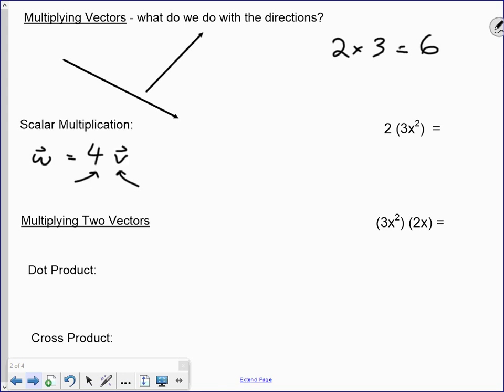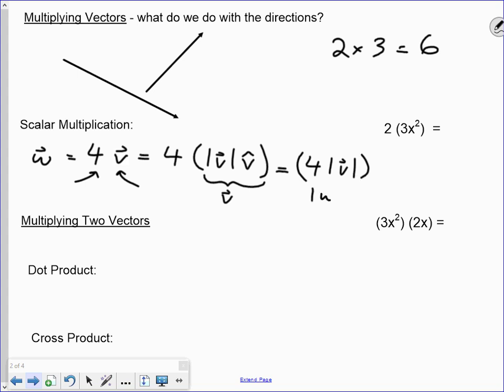Mathematically, we kept our scalar and thought of this vector v as having the magnitude of v and then the direction of v, which we represented using the unit vector. This whole thing here is vector v. To get our new magnitude, we multiply our 4 and the magnitude of v together. This will be the magnitude of w, and for our direction, we just kept the direction. So vector w was a vector that was 4 times longer than vector v in the same direction as vector v.